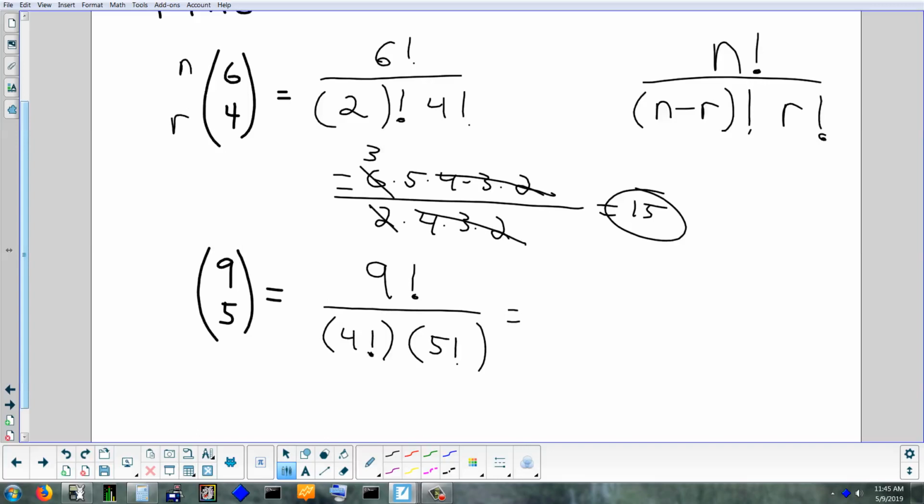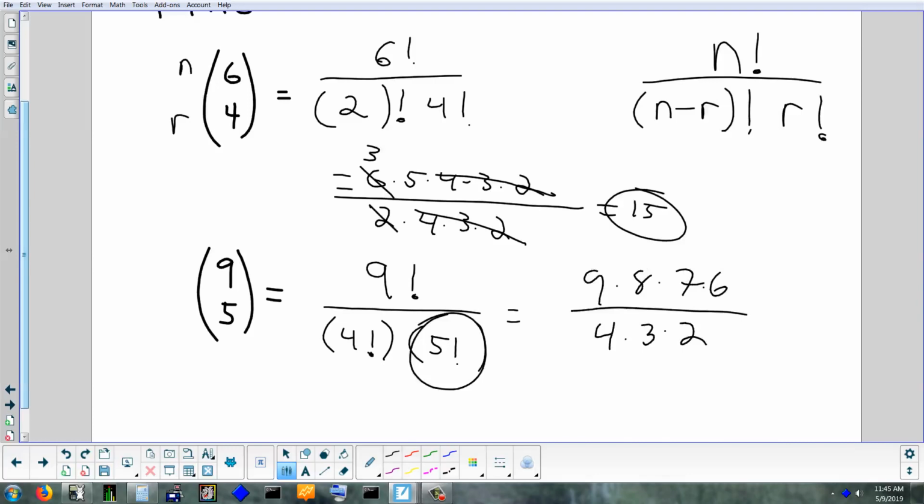Now, I can write it all out. 9 times 8 times 7 times 6 times 5. But what's basically going to cancel out in the 9 factorial? Everything from what down, if you cancel out the most you can right away? Everything from 5 down. So 9 times 8 times 7 times 6 times 5, 4, 3, 2 over 5, 4, 3, 2. That's all going to cancel. So all you're left with is 4, 3, 2. Any question on that?